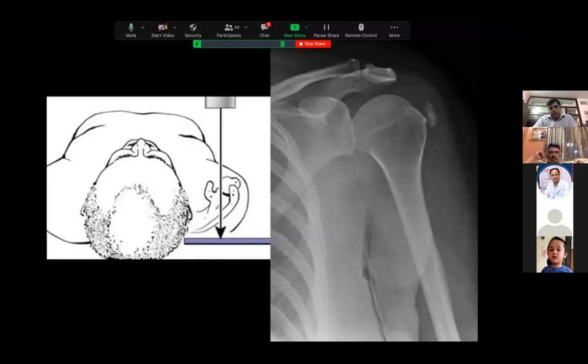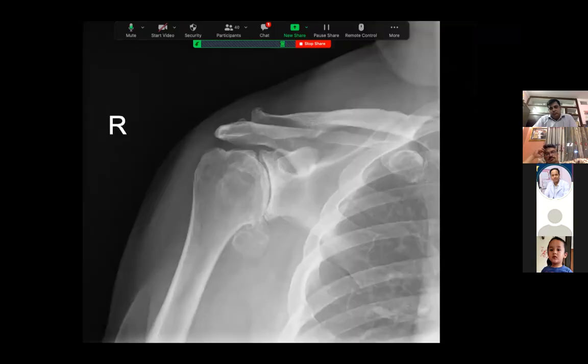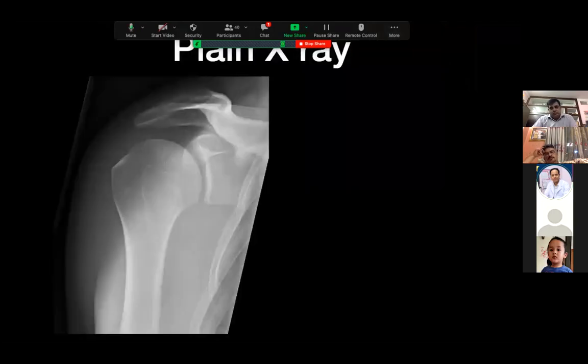Another reason why we do shoulder joint X-ray is, as Amit sir has already mentioned, the rotator cuff arthritis. A long-term rotator cuff tear will have rotator cuff arthropathy, and this is how they look. To decide whether they are amenable to treatment or not, the X-ray will decide. So in plain X-ray, there are multiple things.